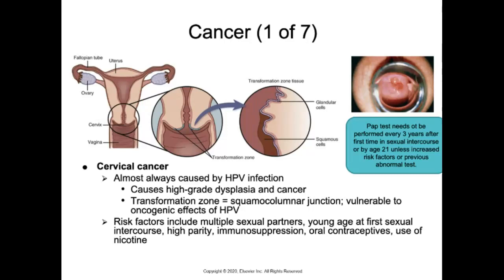To take preventative measures, we want to get Pap tests done, which are performed every 3 years after the first time of sexual intercourse or by the age of 21, unless there are increased risk factors. Then you may want to do these tests more often, or if they have had an abnormal test. That is when they slide a speculum through the vagina so that they can see the cervix, and they take a few cells there, and we're going to look at these cells on the next slide.